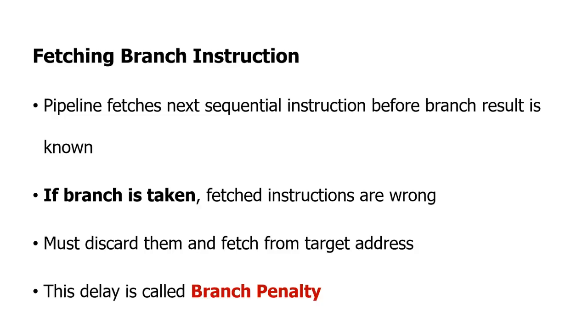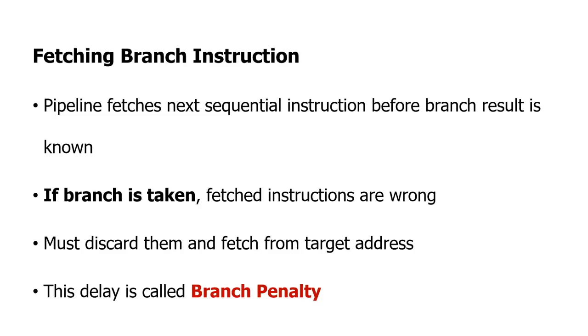Fetching the branch instruction. In a pipelined processor, the instruction fetch stage keeps working continuously, that is, fetching instruction one after another. But when a branch instruction appears, the CPU does not yet know whether the branch will be taken or not. So it goes ahead and fetches the next sequential instruction.